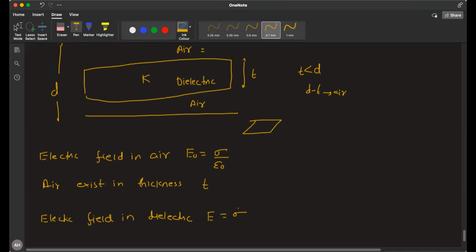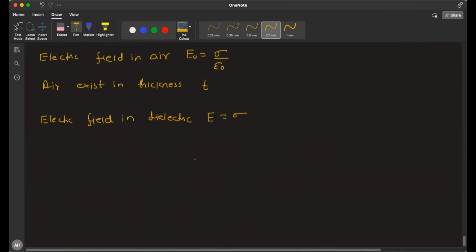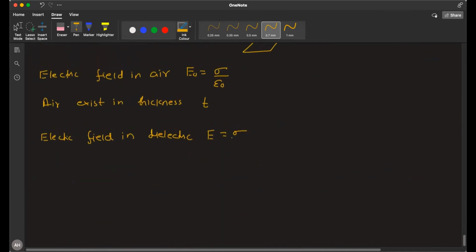We did this just in the last section. Field in the dielectric: Q by A epsilon naught K, that is, sigma by K epsilon naught. That is the electric field in the dielectric.